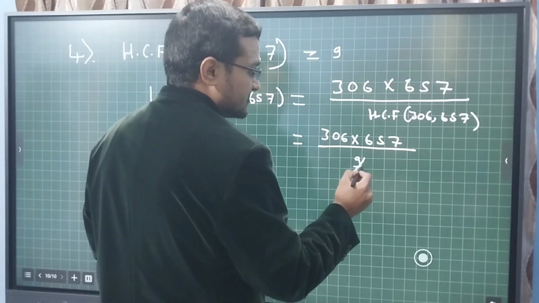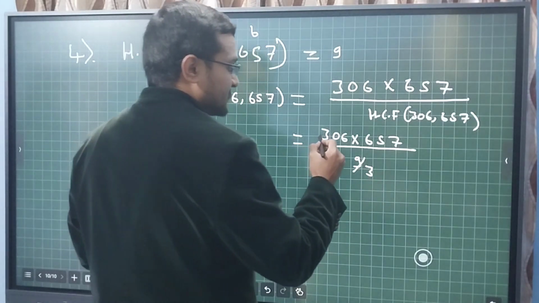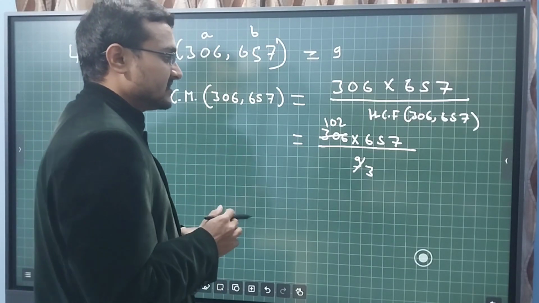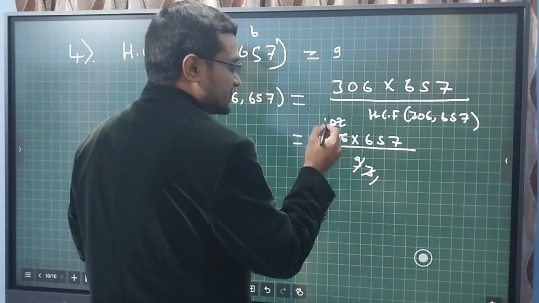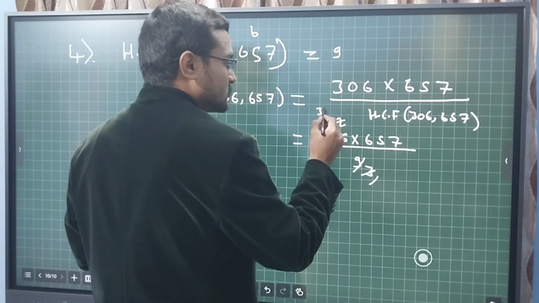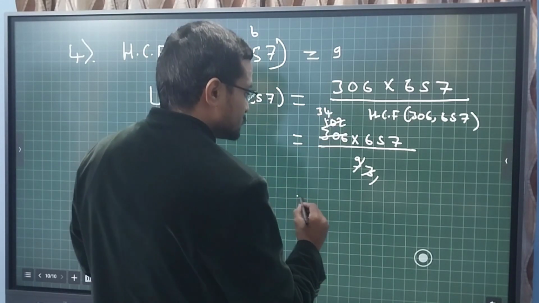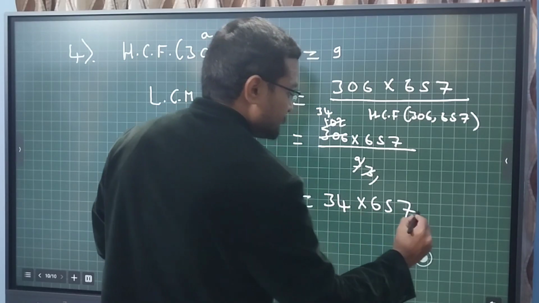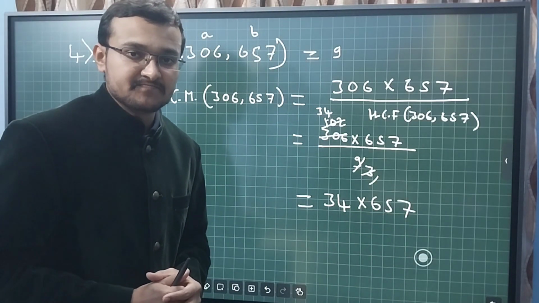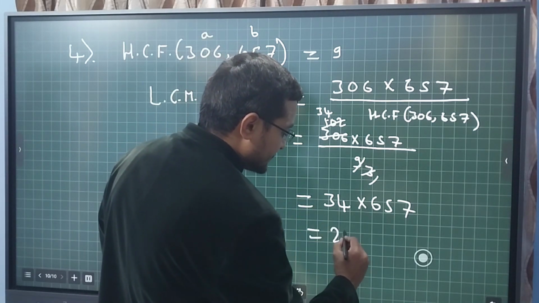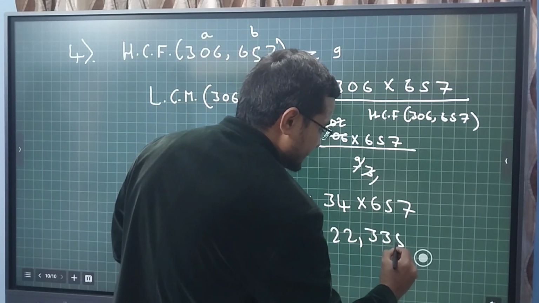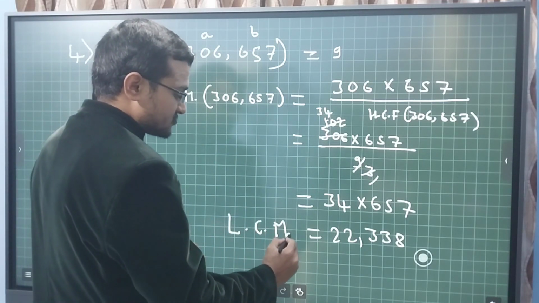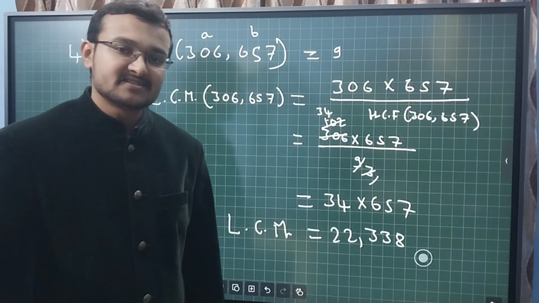So now here 3 3s are 9, 3 1s are 3, 0 will be there, 3 2s are 6. So now here again 3 1s are 3, 3 3s are 9, 1 will be remaining, 12. So 3 4s are 12. So here you are getting this as 34 into 657. So if you solve this, you'll get the LCM. So when you solve this, you'll get 22,338 as your LCM. So here the LCM of these two numbers is equal to 22,338.